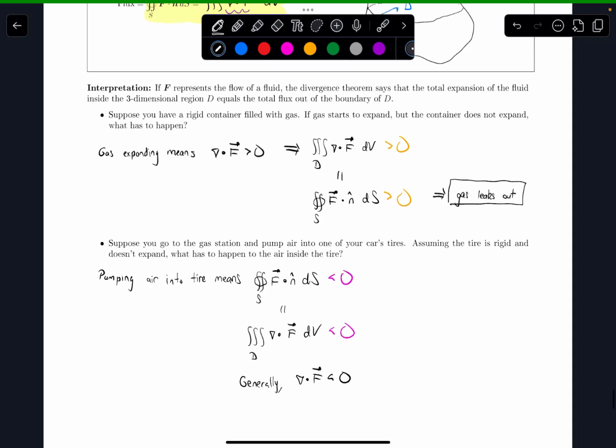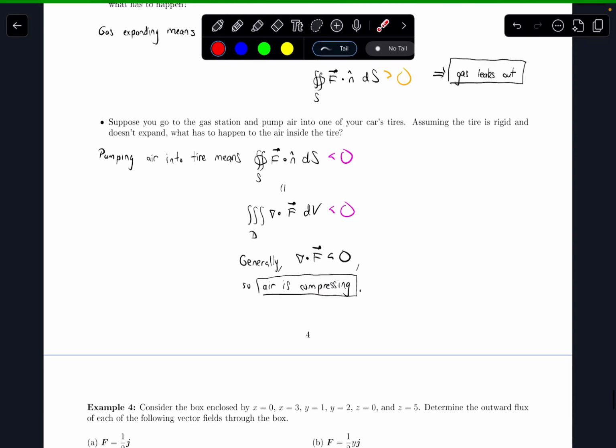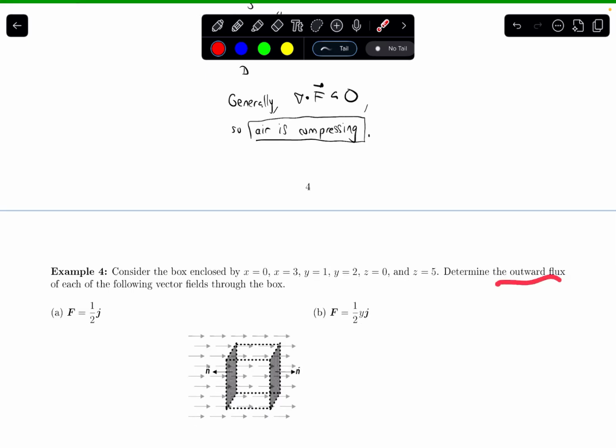And if that's the case, a negative divergence means that the air is converging into that point. In other words, it's compressing. So the air is compressing. And if we do a reality check, I think that's what we'd expect to happen. If we're pumping air into our tires, the more air we pump in, the higher the pressure builds. That's because the air is compressing. So in our next few videos, we'll do some examples where we actually need to use this theorem to find the outward flux across closed surfaces.